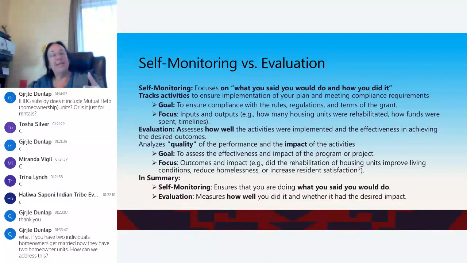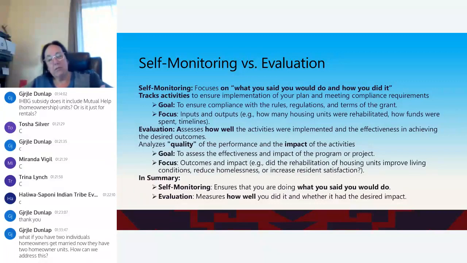An evaluation would assess how well those activities were implemented, the effectiveness in achieving your desired outcome. It analyzes the actual quality of the performance and the impact of those activities. The goal is to assess the effectiveness and the impact of that program or project. The focus is on outcome and impact. Did the rehab of those housing units improve living conditions? Did it reduce homelessness or increase your overall resident satisfaction?